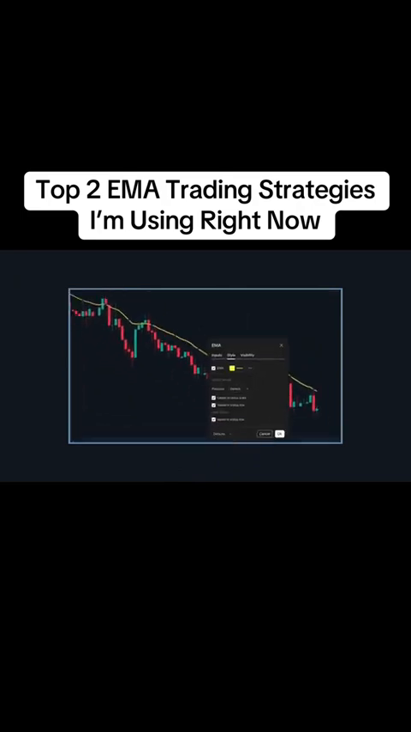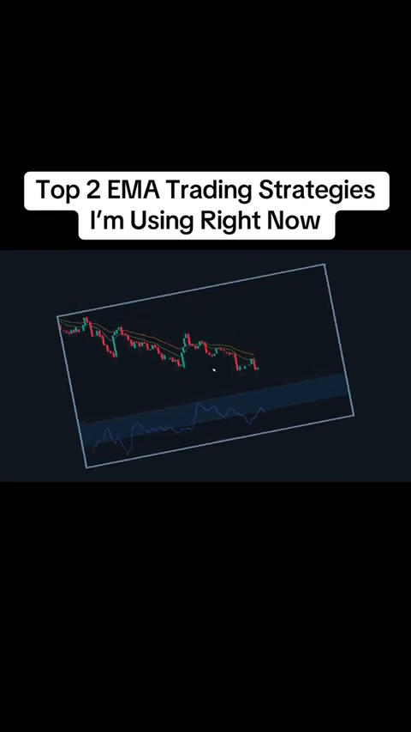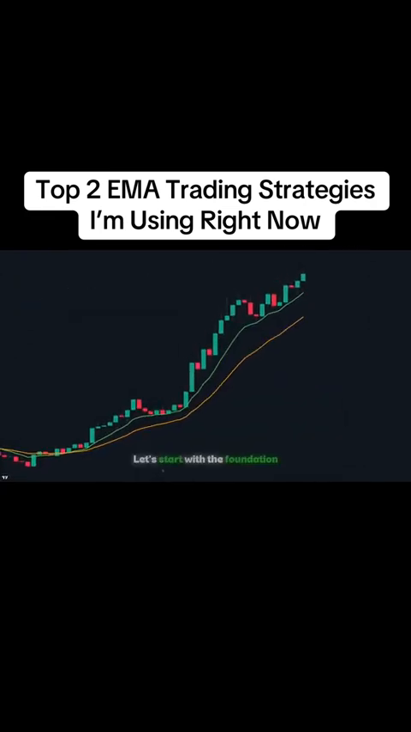But if you're already comfortable with EMAs, let's get straight into the strategy. Let's start with the foundation. Why these two moving averages?